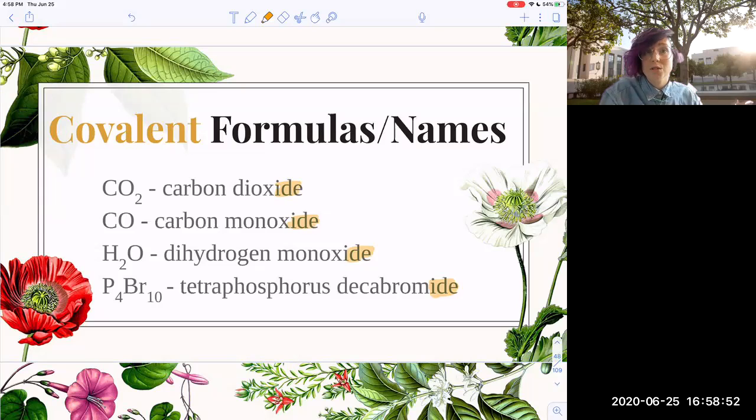So the difference in sodium and chlorine and sodium chloride, right? Deadly versus need to live. That's what that "ide" is telling me. It's not just carbon and oxygen, it's carbon dioxide. It's a compound. And so what else did you notice?